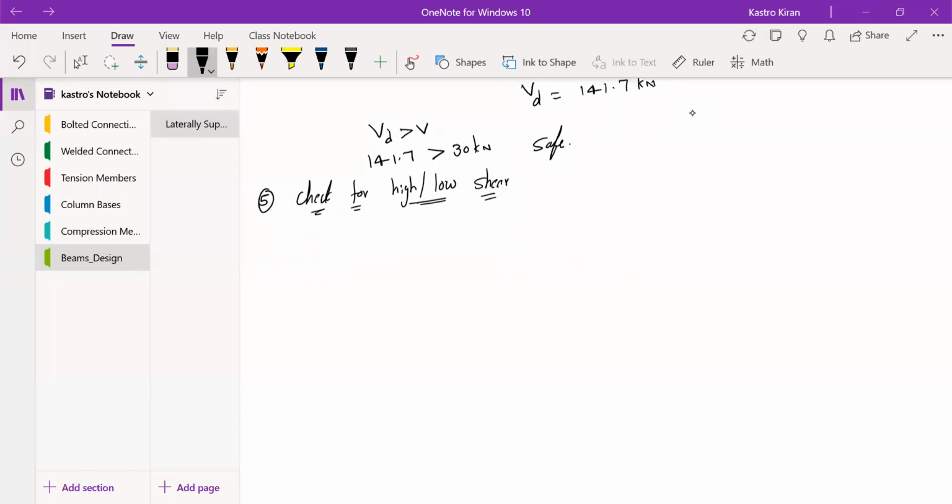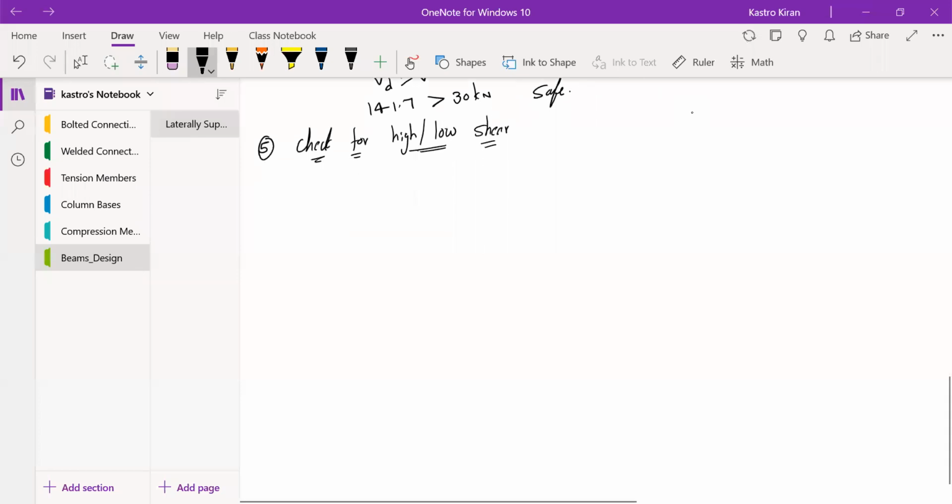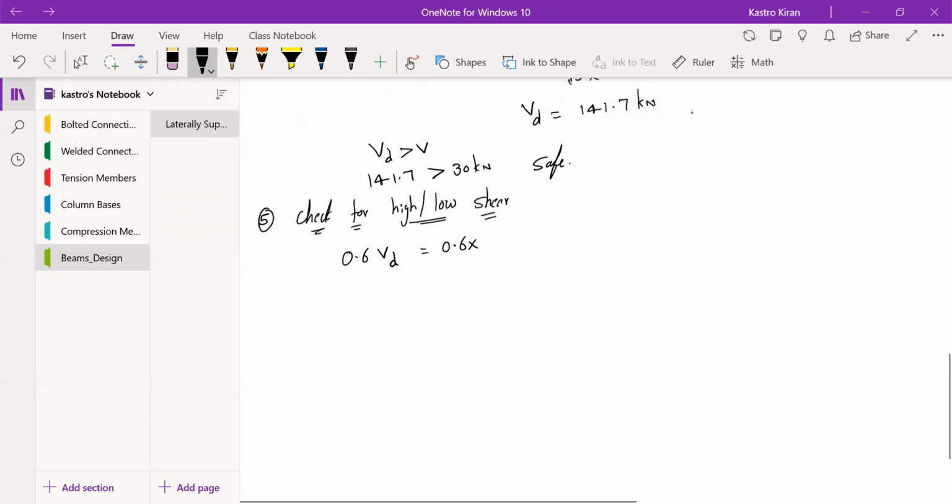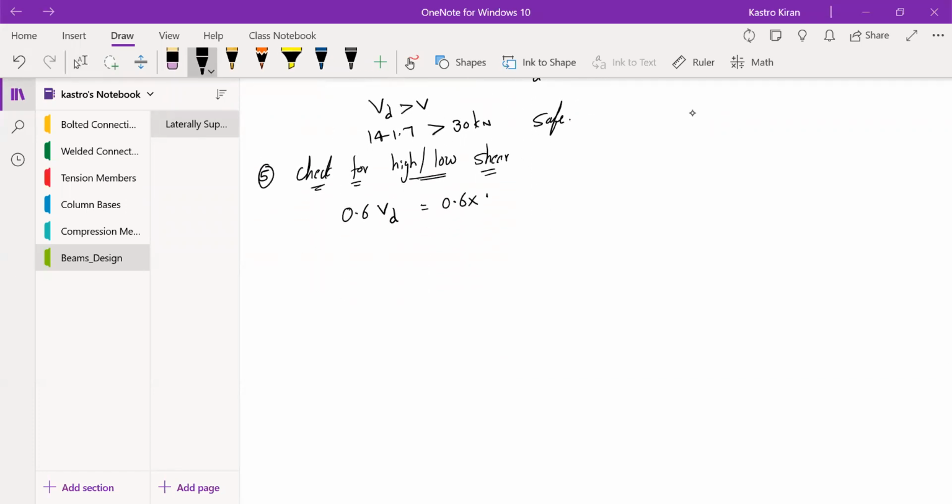So how do you check this high or low shear case? In order to check it, you need to check for one value, which is 0.6 VD. So you have to find out 0.6 times the VD value, which is 141.7. So 141.7 into 0.6 will give you 85.02.